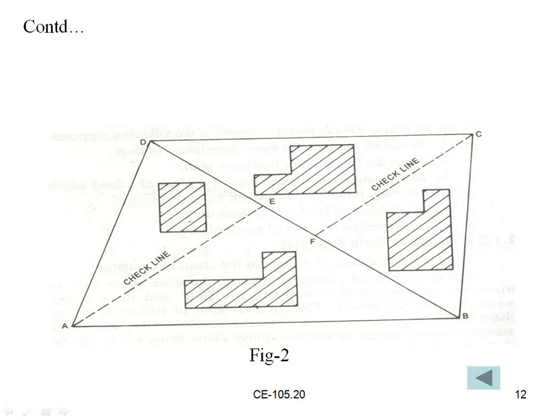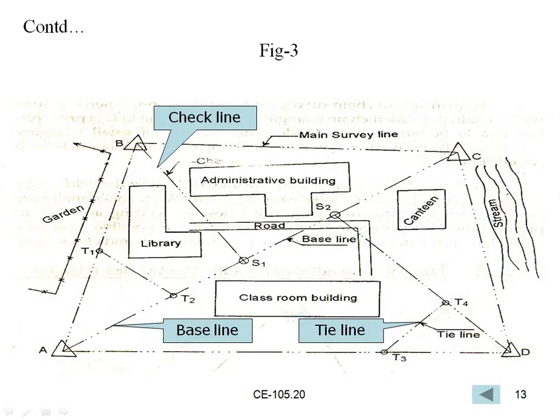So here you can see the check line. This is called check line from figure 2. This is called main baseline. This is the baseline. These are the check lines. So here you can see the different types of lines in the diagram.